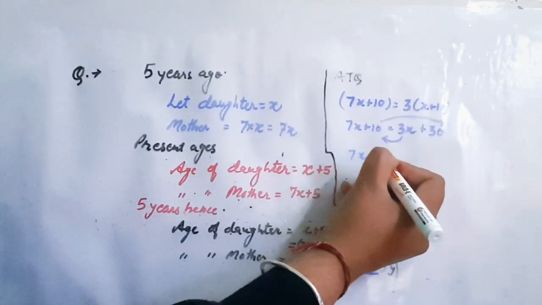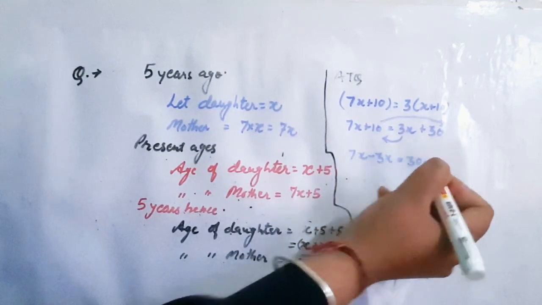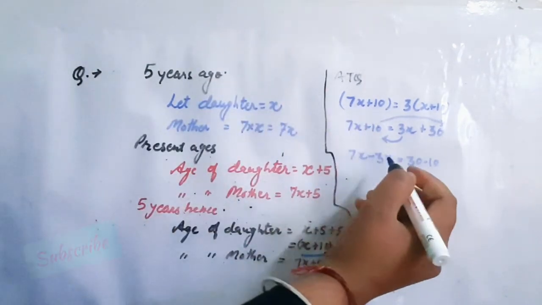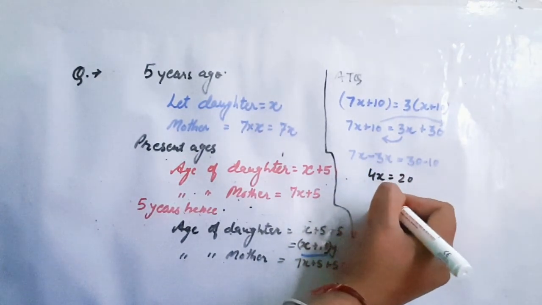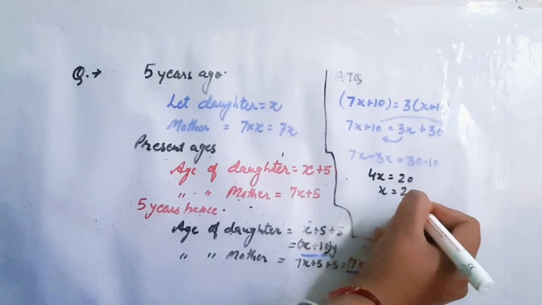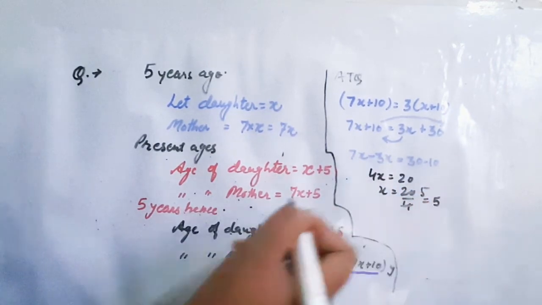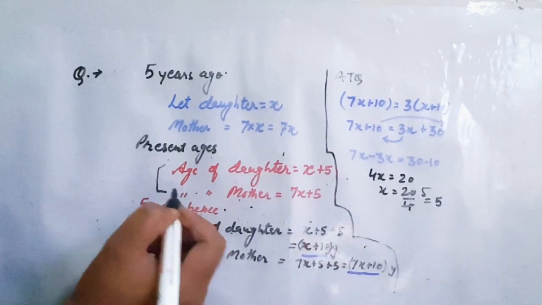7x minus 3x will be equal to 30 minus 10. Now 7 minus 3 will be 4x equals 20, and x will be 20 upon 4. 4 5s are 20. This is equal to 5. Now what is asked in the question? Find their present ages. So these are their present ages.